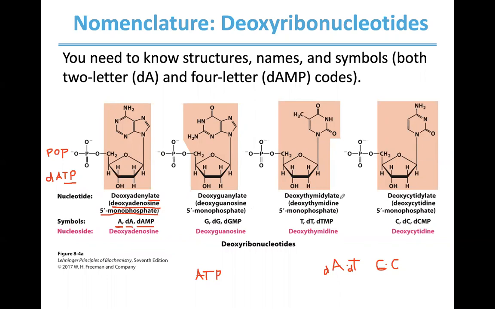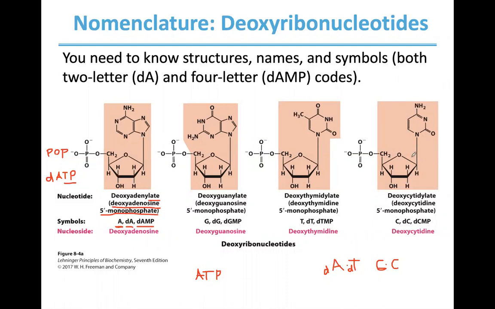Deoxythymidylate, deoxythymidine 5' monophosphate. T, dT, dTMP. And cytidylate, deoxycytidylate, or deoxycytidine 5' monophosphate. C, dC, dCMP. All right, will you remember that, you think? Not too many, just 4 of them.